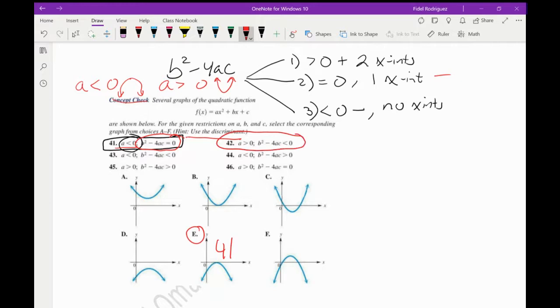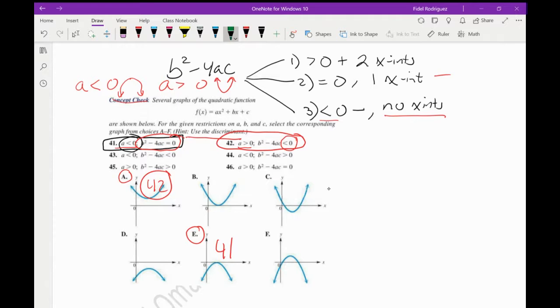I'm going to go to 42, okay? The first thing it tells me is A is greater than 0. So now it's telling me it's got to be A, B, or C because the graph's going to open up. And then if I look at this part right here, less than 0, right? When it's less than 0, remember, I don't have any x-intercepts. So when the graph opens up and I don't have any x-intercepts, it's got to be choice A, because this one here is opening up and it never hits the x-axis, right?